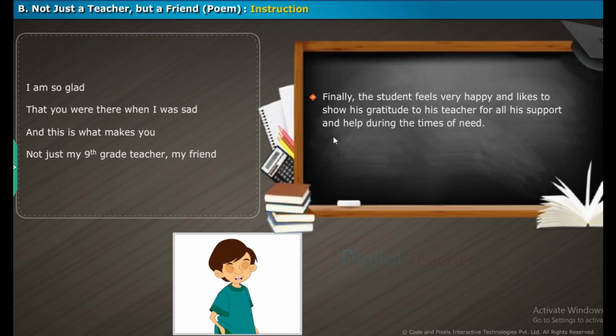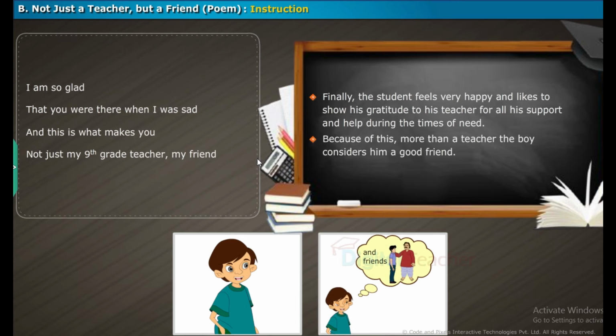Finally, the student feels very happy and likes to show his gratitude to his teacher for all his support and help during the times of need. Because of this, more than a teacher, the boy considers him a good friend.